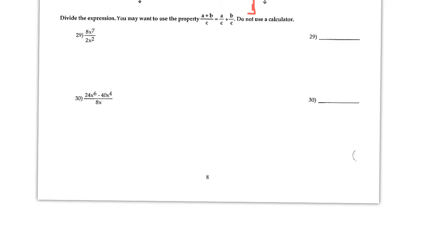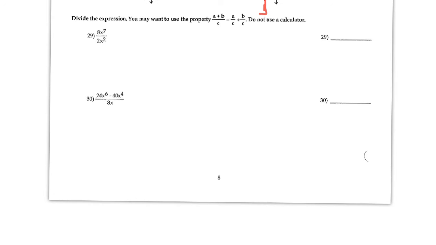29 is just simply reducing fractions. 8 over 2 reduces to 4, and x to the 7th over x to the 2nd. Remember, we subtract exponents if you have them stacked, so it'd be 7 minus 2, x to the 5th. So 4x to the 5th is the reduced answer.